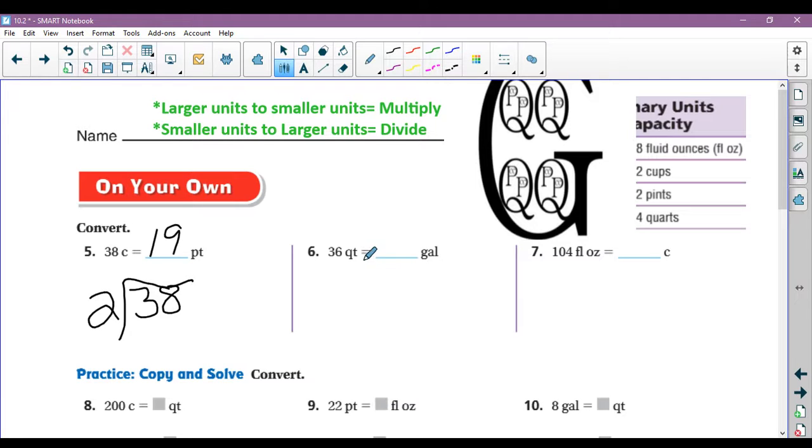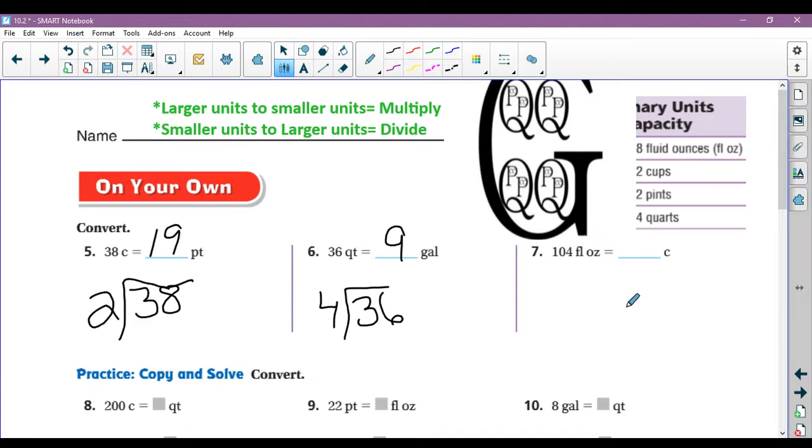All right. The next one is 36 quarts, and you need to convert it to gallons. So once again, you're going quarts to gallons. So you're going smaller to larger, which means you're going to divide. And you need to look and see how many quarts are in a gallon. 1, 2, 3, 4. There are 4 quarts in a gallon. So that's going to give us 9 gallons.